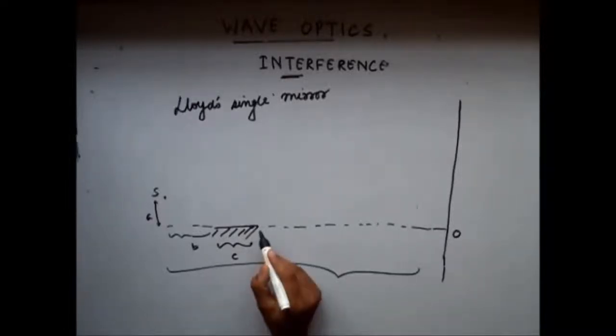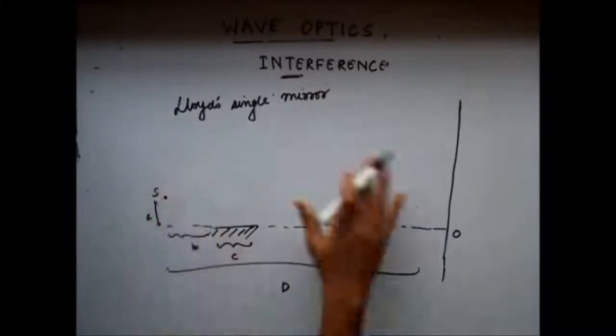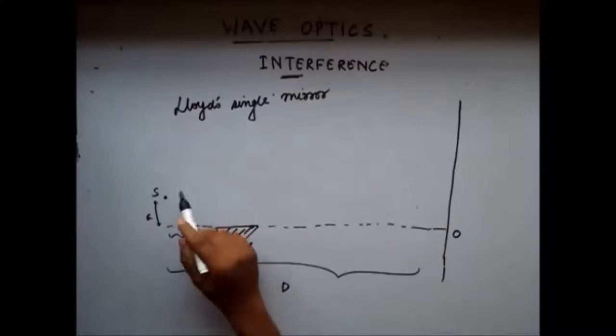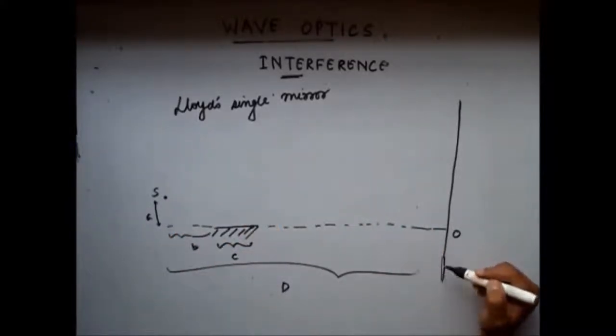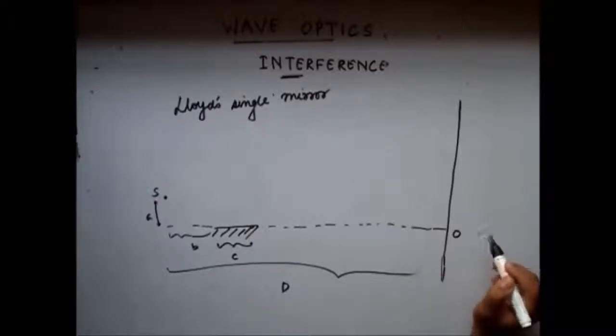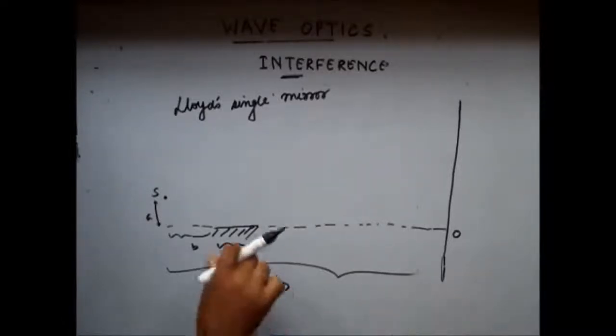Now what happens here is that, since this is a source, it emits light waves in all directions. So from this source, directly, all the light waves reach the whole of the screen, right? So this is a single source. The other source, we need two sources, right, for interference to occur. The other source is derived from this mirror.